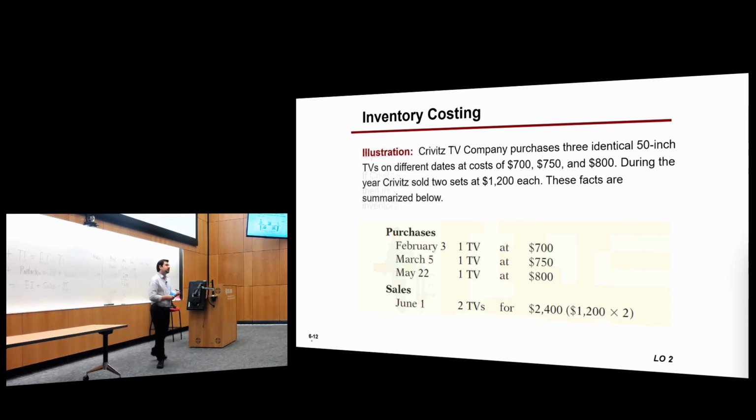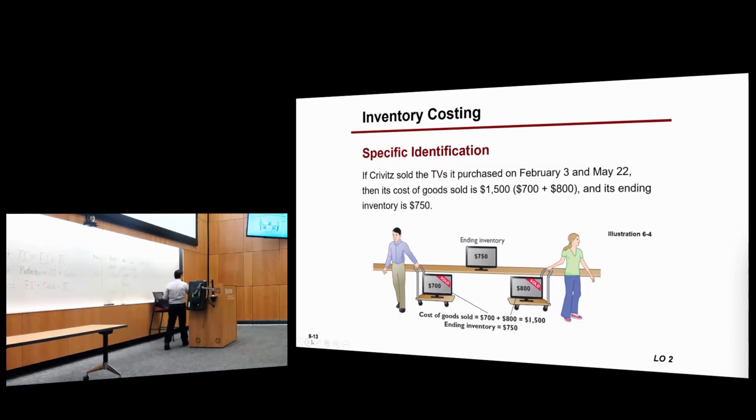Okay? So in this case, specific identification, this is what you mentioned. This is when the company actually knows which items were sold. You simply know that this is the item that was sold. You allocate the cost of that specific item. Okay? And in this case, the ending inventory is the one that was not sold. That's the cost of goods sold. And that's the ending balance of inventory. Any questions? Do you guys understand the specific identification?